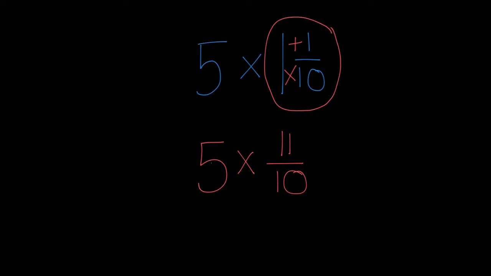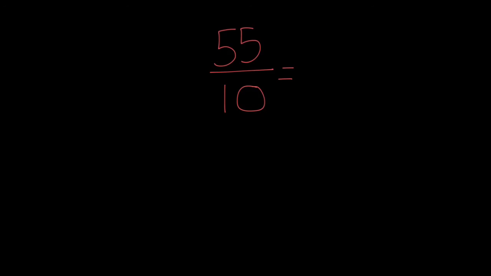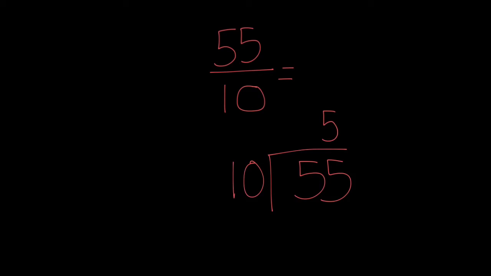So I'm going to look at 5 times 11, that is 55, and my denominator stays the same. 55 tenths. Now that's hard for me to understand, so now I'm going to turn it back into a mixed number. I'm going to turn it into a mixed number now, so I have 55 divided by 10. How many 10s go into 55? That's 5, 50, and 10 will be the denominator, and 5 will be the numerator.